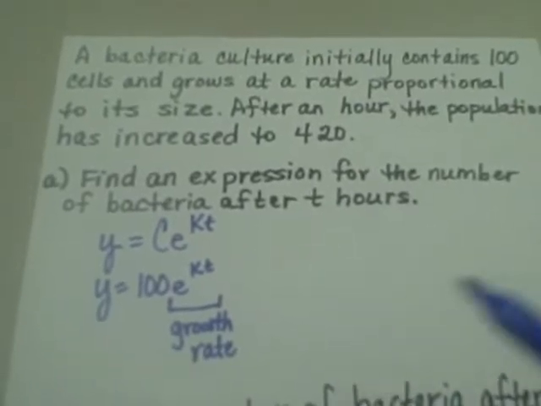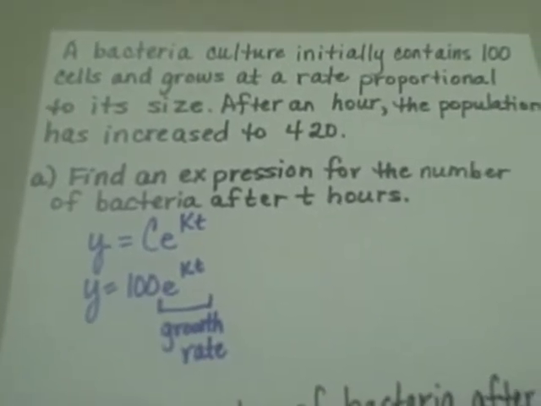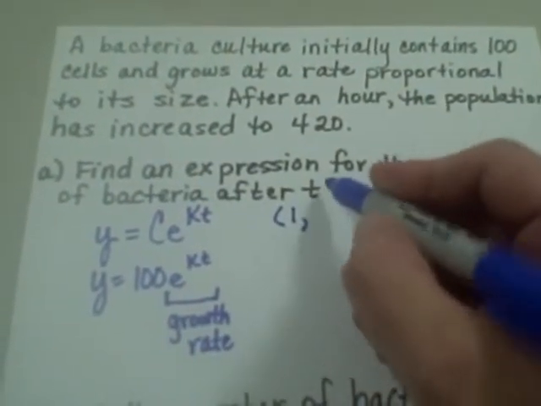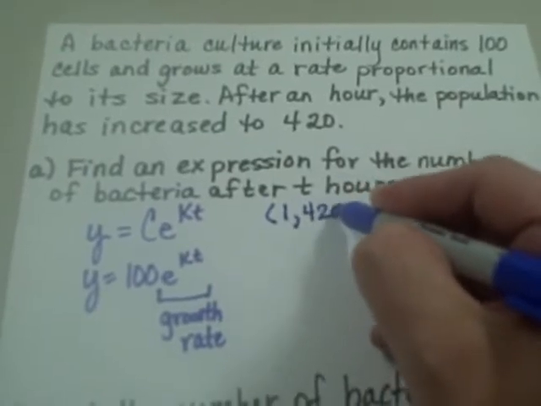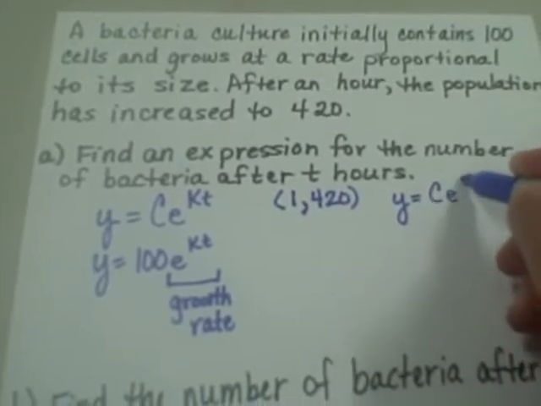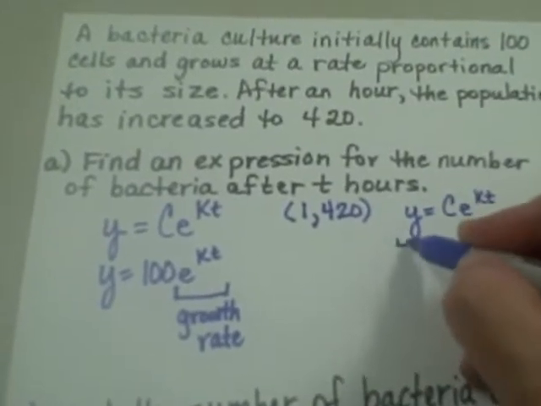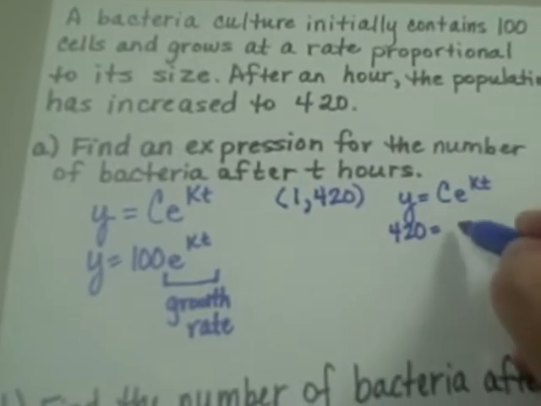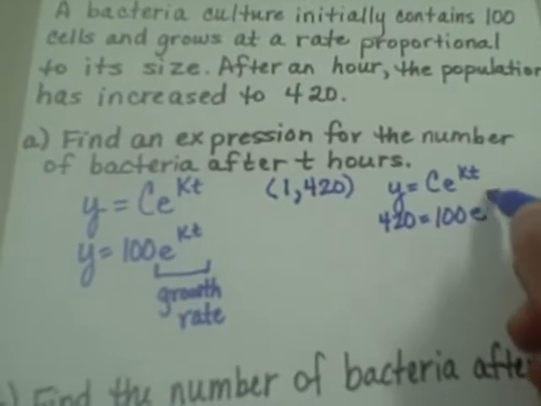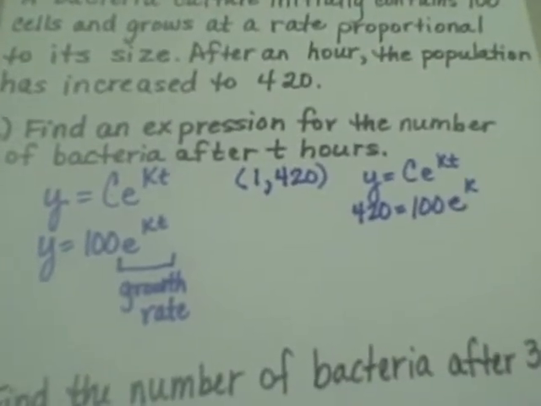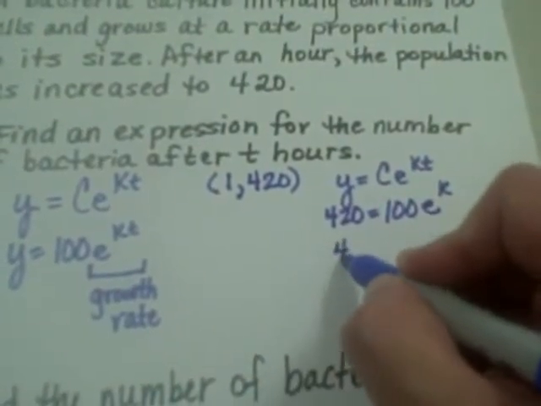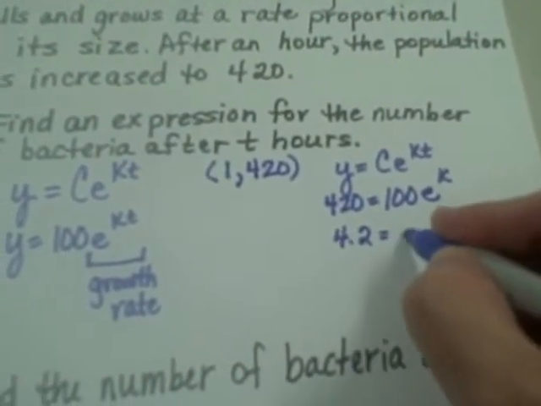So we'll use the second part of the information, that after an hour the population has increased to 420. We know that 1 for t gives us 420 for y. So we'll take our equation and substitute in those values to find k. So y would be 420, c was 100, and t is 1. Now we solve for a value of k. We'll divide by the 100 here, giving us 4.2 equals e to the k.